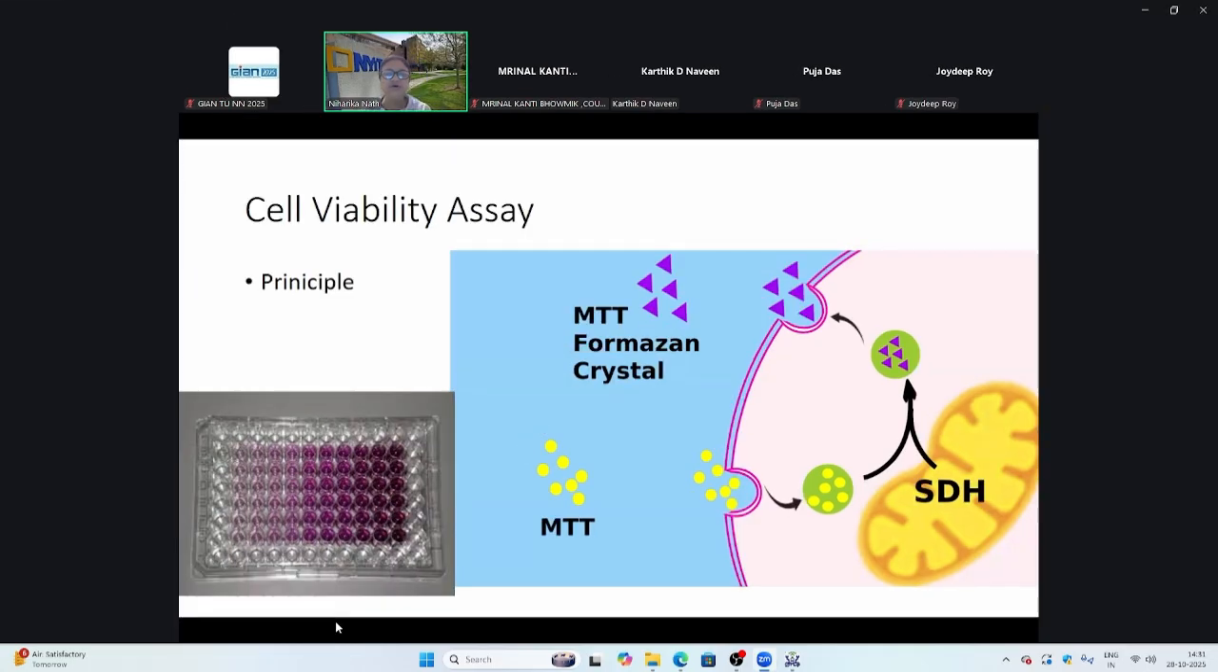So our very first one is a cell viability assay. And what do we mean by cell-based assay? If you examine here, what is it that we mean by a cell-based assay? What is it? Why isn't it called an enzyme-based assay?